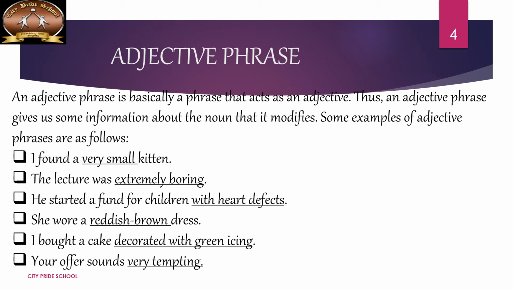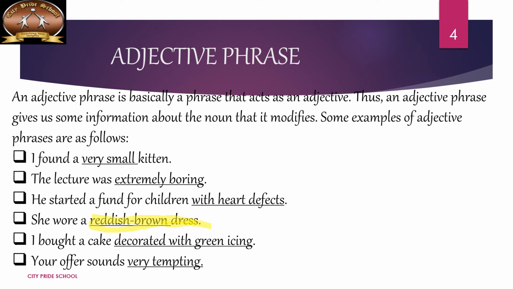If here I underline reddish brown dress, if this whole group of words reddish brown dress is underlined, then it becomes your noun phrase because it has a noun dress in it. The other way of asking the question in adjective phrase, we always ask what kind of. Just for example, I found a very small kitten. What kind of kitten did I find? The answer you get is very small. So it becomes your adjective phrase.